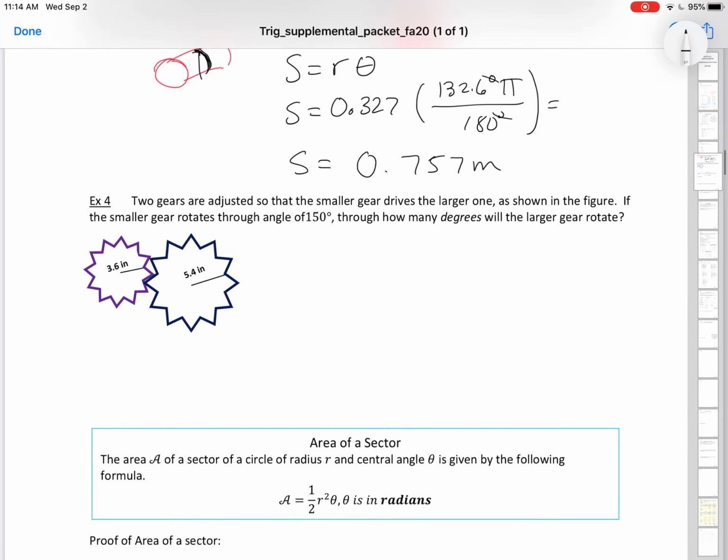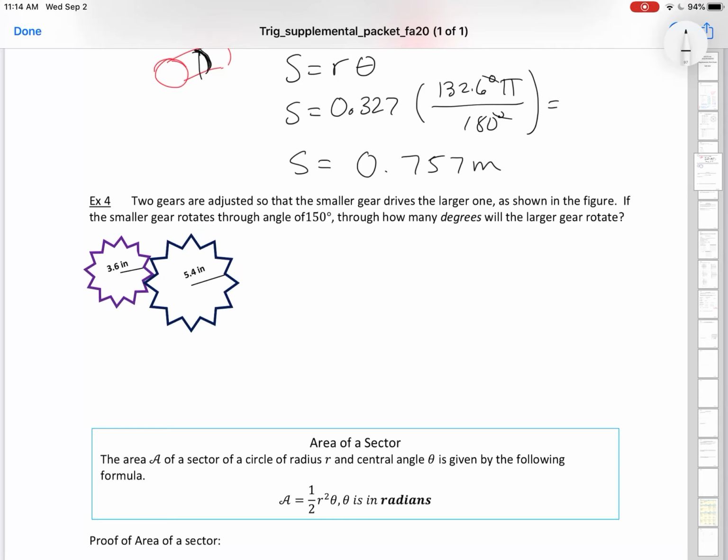Okay, something like that. So last problem that is related to arc length, and then we're going to get to one problem that they have at the end of it, just playing around with the formula, the area of a sector. So this one is a little bit more involved because we have two gears. So two gears are adjusted so that the smaller gear drives the larger one, as shown in the figure. If the smaller gear rotates through an angle of 150 degrees, through how many degrees will the larger one rotate?